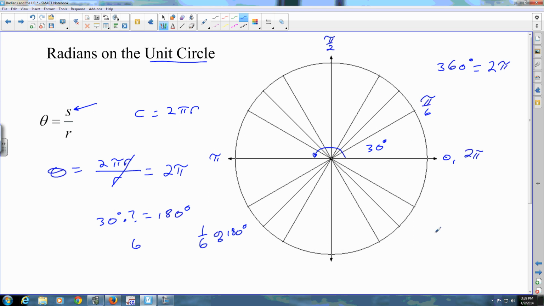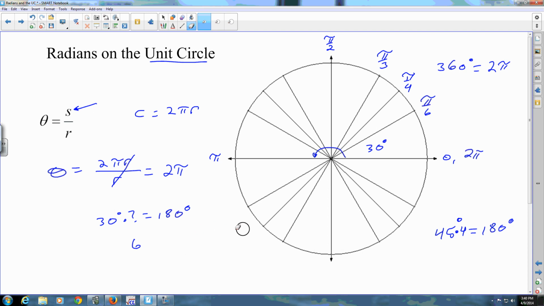I can use that same argument. 45 degrees is what fraction of 180 degrees? Or what would you multiply 45 by to get 180? Well, 45 and 45 make 90, and 45 make 135, and 45 make 180. So you'd multiply it by 4. So 45 is 1/4 of pi. Okay, 60 degrees. 60, 120, 180. So it's 1/3. So that's pi over 3.